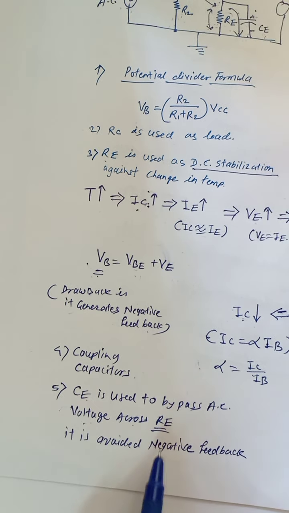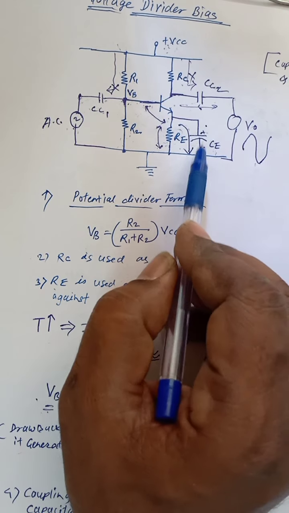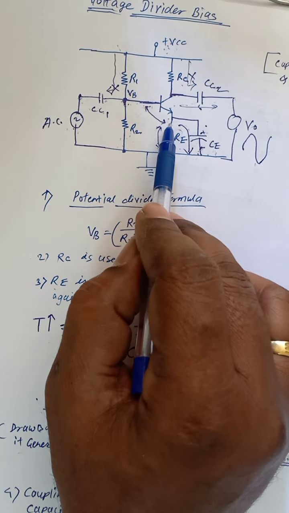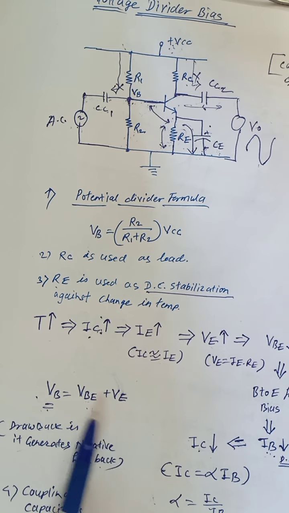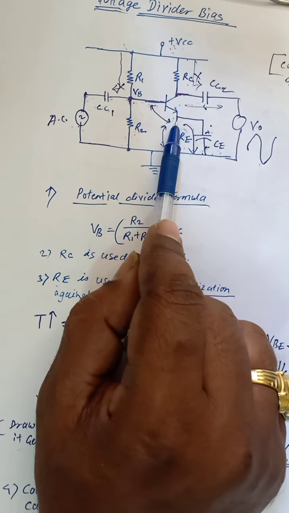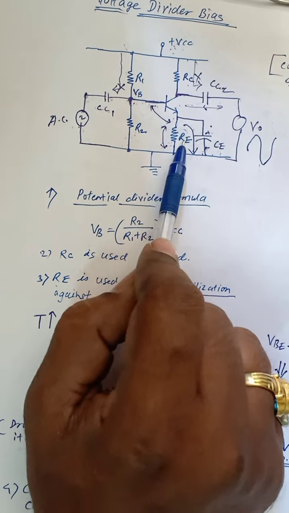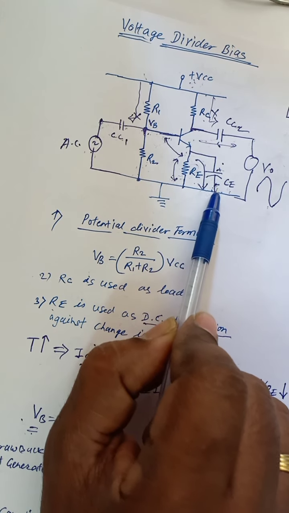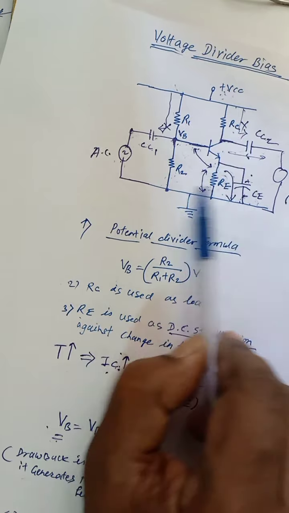Okay, so this negative feedback is avoided by this CE. You just keep in mind that CE avoids the negative feedback. How is it avoided? Whatever the AC voltage is, it is grounded by this capacitor CE, so there is only DC voltage, so that this RE stabilizes the current, but the AC is grounded. So only AC is grounded, and that's why negative feedback for AC is avoided. So you have to keep in mind that these are all the uses of these components.